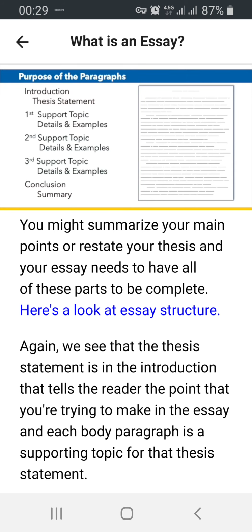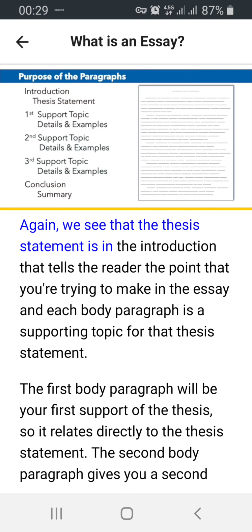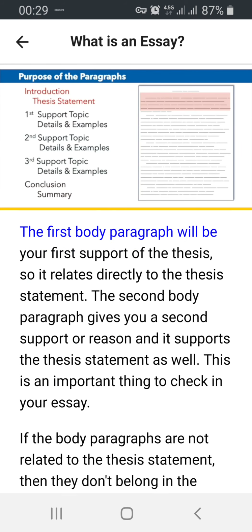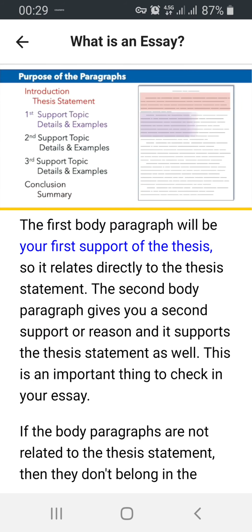Here's a look at essay structure. Again, we see that the thesis statement is in the introduction. That tells the reader the point that you're trying to make in the essay. And each body paragraph is a supporting topic for that thesis statement. The first body paragraph will be your first support of the thesis, so it relates directly to the thesis statement. The second body paragraph gives your second support or reason, and it supports the thesis statement as well.